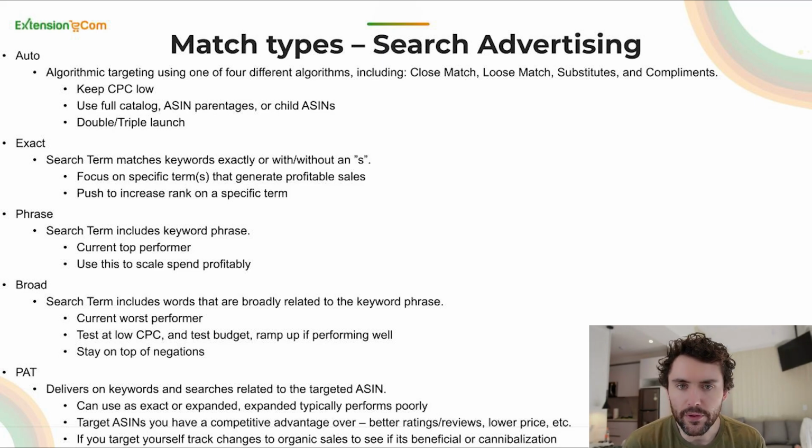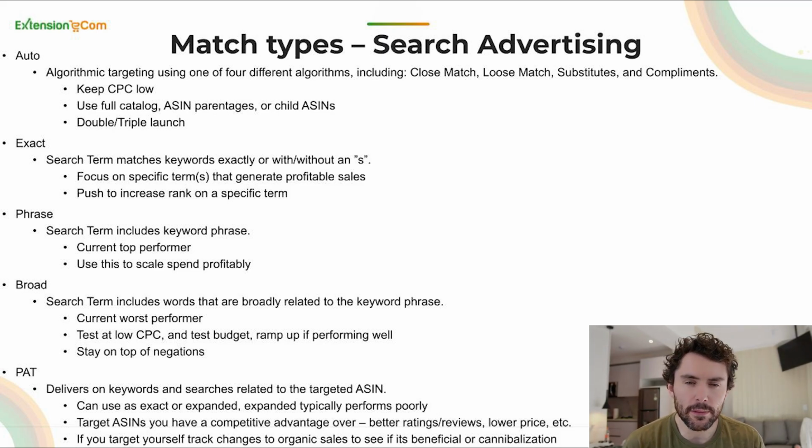You want to have child ASINs in their own. You want to double, triple launch these campaigns. You might have 3 that have your full catalog. You might have 3 for your top selling parentage. And then you might have 1 per child ASIN within that parentage, and you might triple launch those as well. And through this, you're going to get a super low CPC while still capturing as many shoppers as possible.